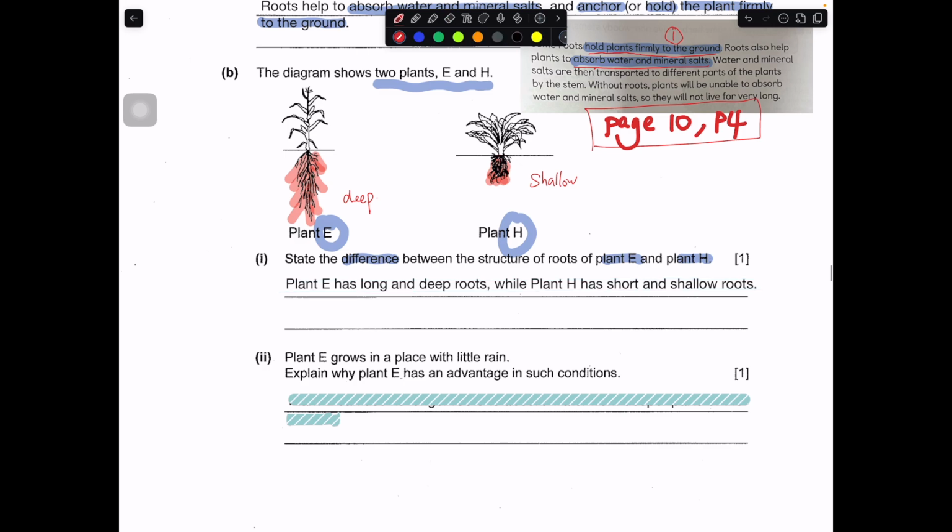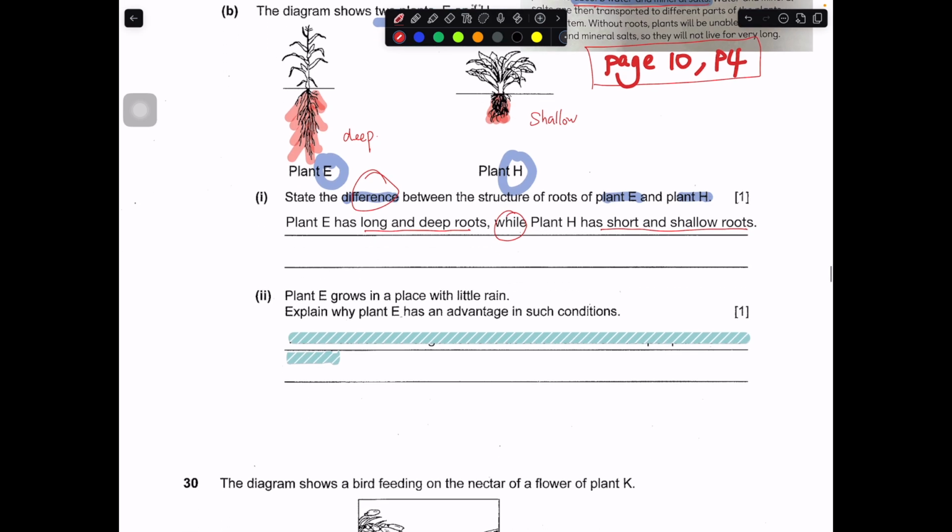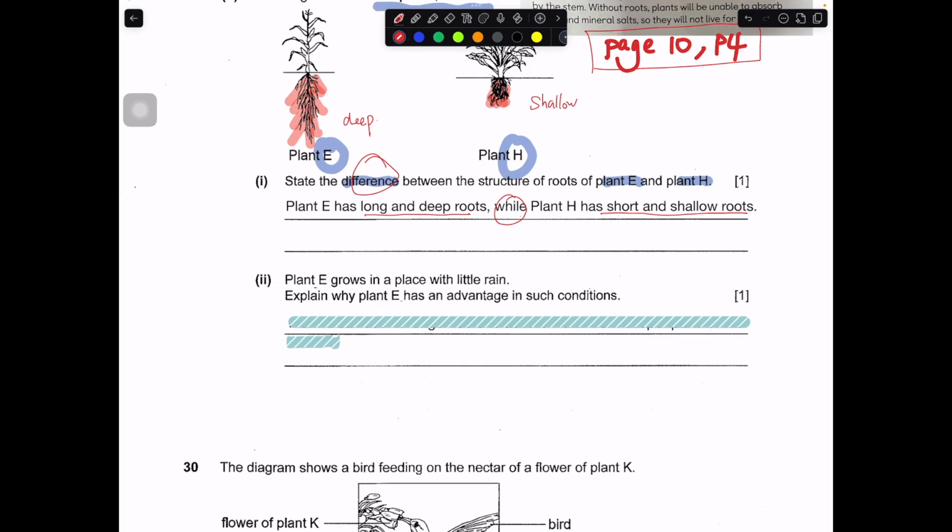Plant E has long and deep roots. H has short and shallow roots. When you talk about differences, you can say while or but. Both are fine. Plant E grows in a place with little rain.